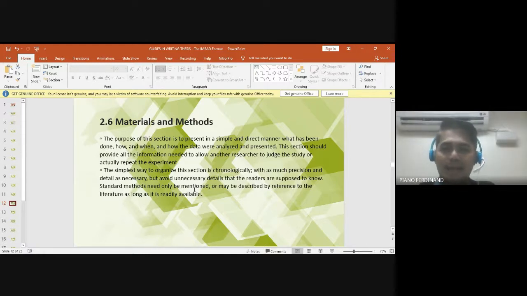Now, after the introduction, the next part is materials and methods, no? Thus forming the I, introduction, and the M, materials and methods. The purpose of this section is to present in a simple and direct manner what has been done, how and when and how the data were analyzed and presented. This section should provide all information needed to allow another researcher to judge the study or actually repeat the experiment.